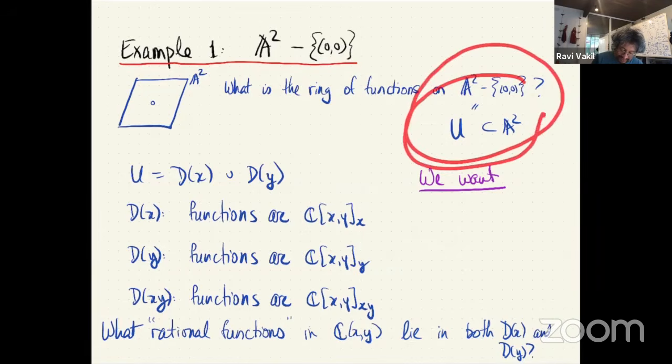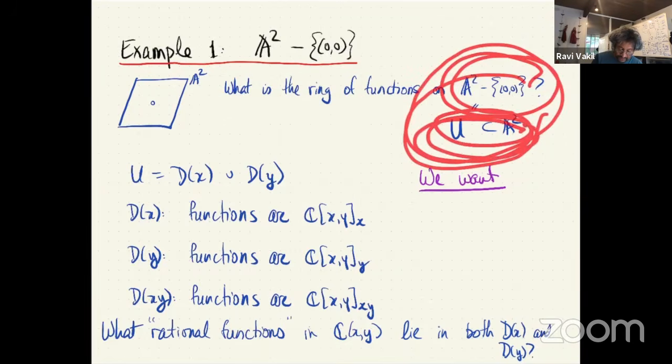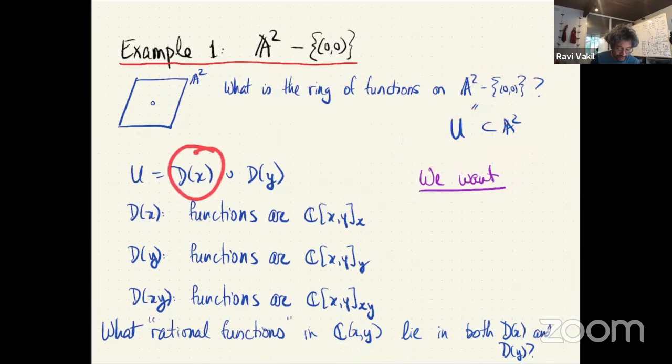So what is the ring of functions on this open set? Well, how do you work out what it is? You know what sections are over distinguished open sets. And so this open set, that's what my picture is supposed to be, is the entire plane, except I'm going to throw out the origin. And so this thing is the union of the locus where x doesn't vanish and where y doesn't vanish.